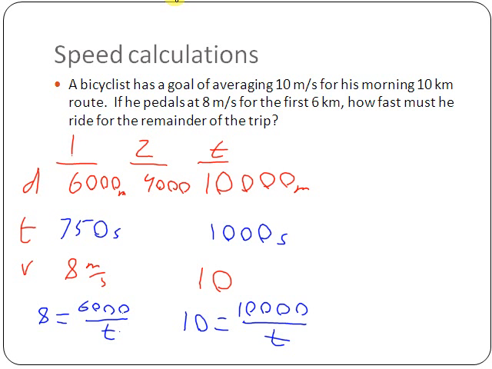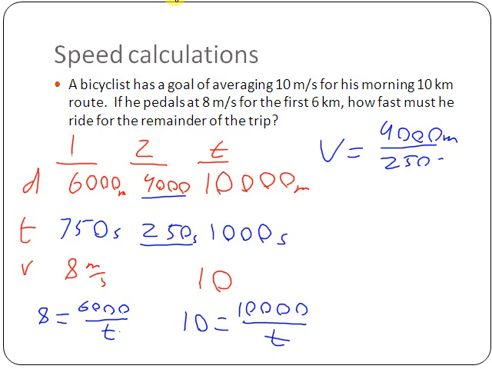Okay? Now that we know the time for the first section and the total time, we can find the time for the second section, which has to be 250 seconds. Now, since we know both the distance for the second section, 4,000, and the time for the second section, 250, we can find the speed for that second section, how fast he has to go for the remainder of the trip. And so we know the distance is 4,000 meters. We know the time is 250 seconds.